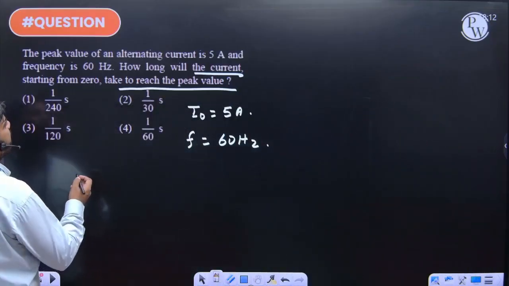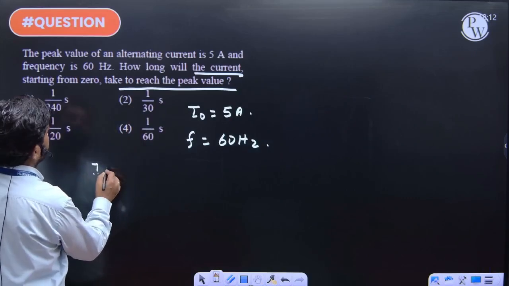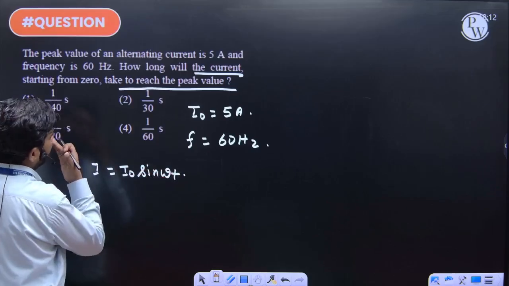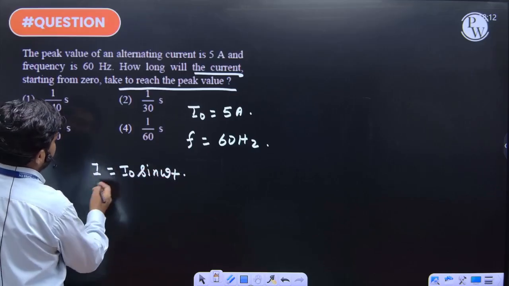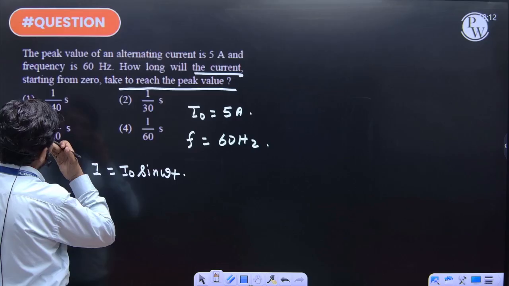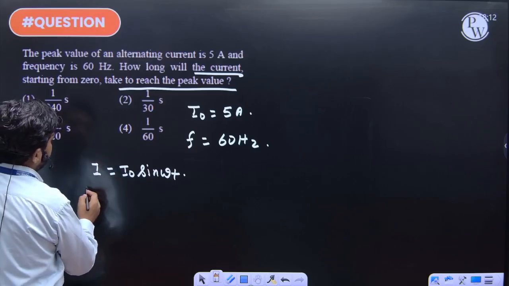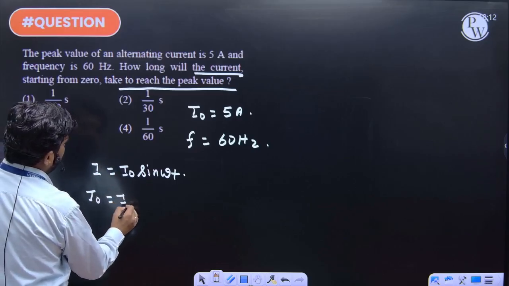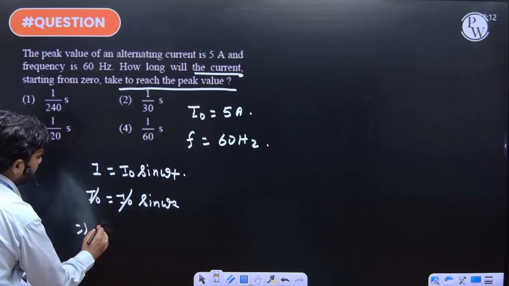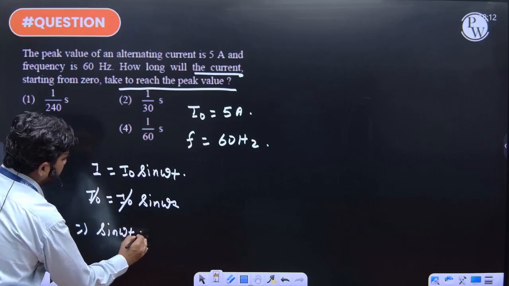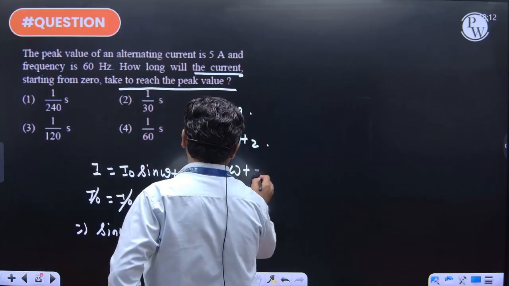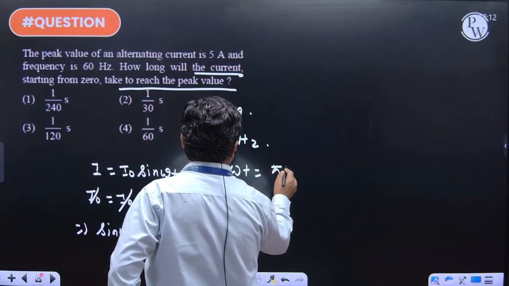You know that equation, I is equal to I naught sine omega t. Yes or no? I should be equal to the peak value, which is given as 50 ampere. So I don't think we need this. So I should be equal to I naught. So I naught is equal to I naught sine omega t. So this will be cancelled out. So sine omega t must be equal to 1. So omega t must be equal to pi by 2.